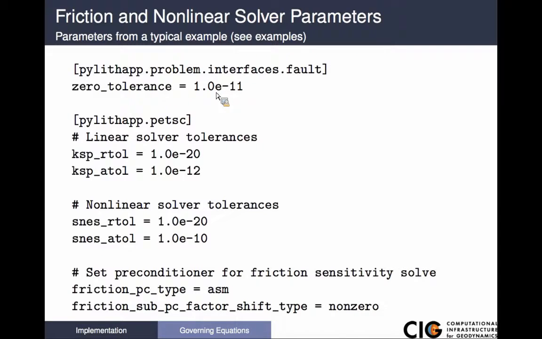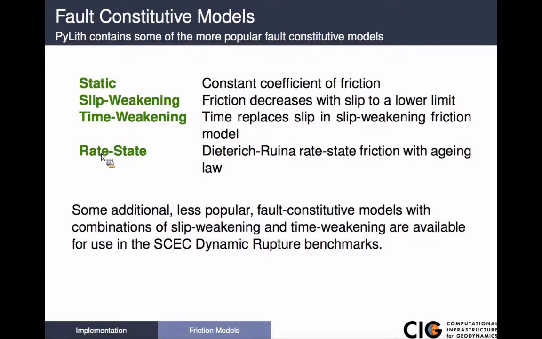is failing to converge. So fault constitutive models, PyLith has static friction, slip weakening friction, time weakening, where we replace slip in the slip weakening model with time, and rate state friction. There are also some additional less popular fault constitutive models within PyLith that were used in some specific benchmarks that generally have no real physical meaning. They were created basically for artificial numerical characteristics associated with some specific benchmarks.